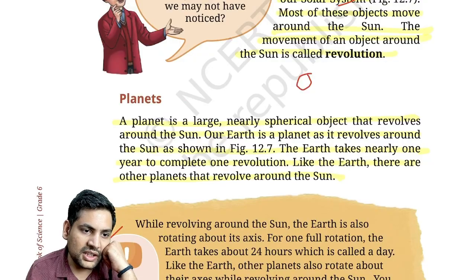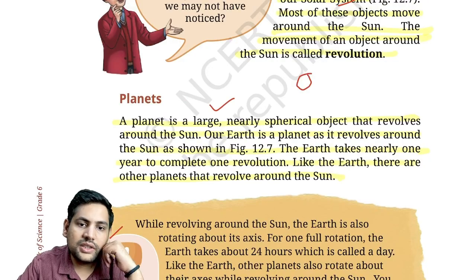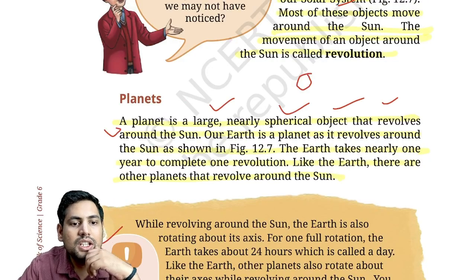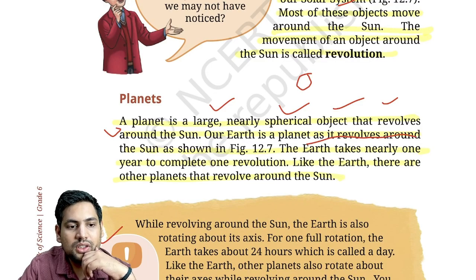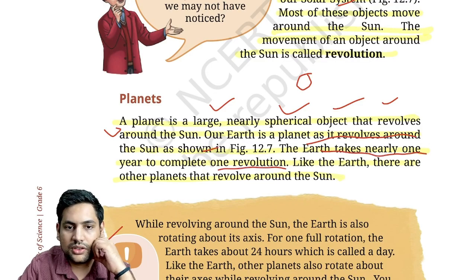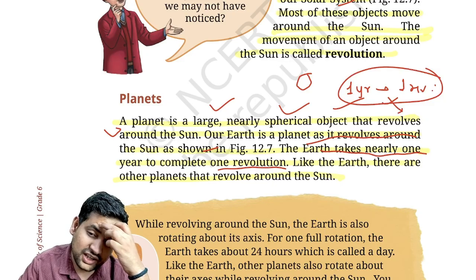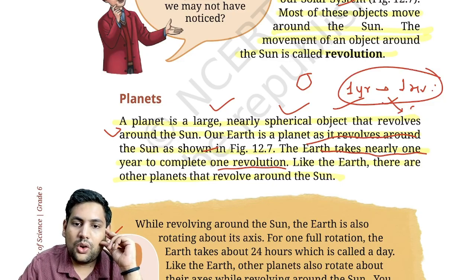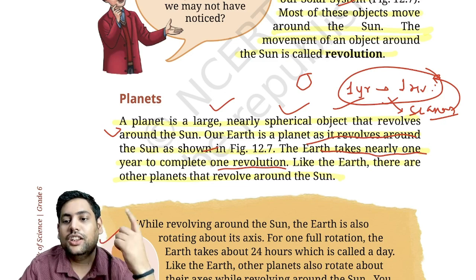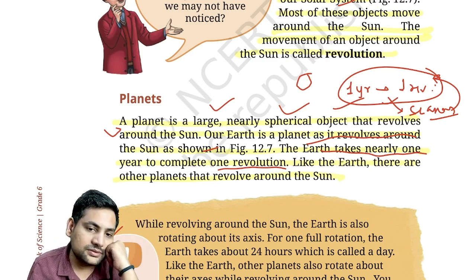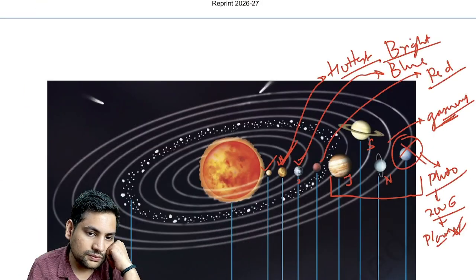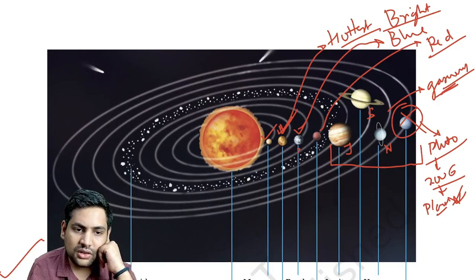Now, a planet is what? A planet is a large, nearly spherical object that revolves around the sun. Our Earth is a planet. As it revolves around the sun, the Earth takes nearly 1 year to complete one revolution. That is why all the seasons in whatever place you live, you are able to see within this 1 year. Then it repeats. Like Earth, all these planets also revolve around the sun.